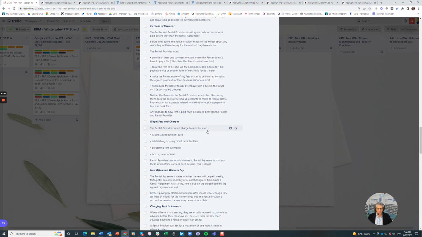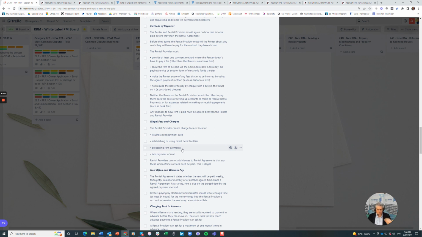Any illegal fees, so we're just going to come back through to here. You can't charge for a rent card, can't charge for setting up direct debit facilities or processing rent payments. And this is the one that, as I said, catches some people out, where they've got fees specifically for overpayment of rent or those sorts of things. So you need to make sure you don't have that there.